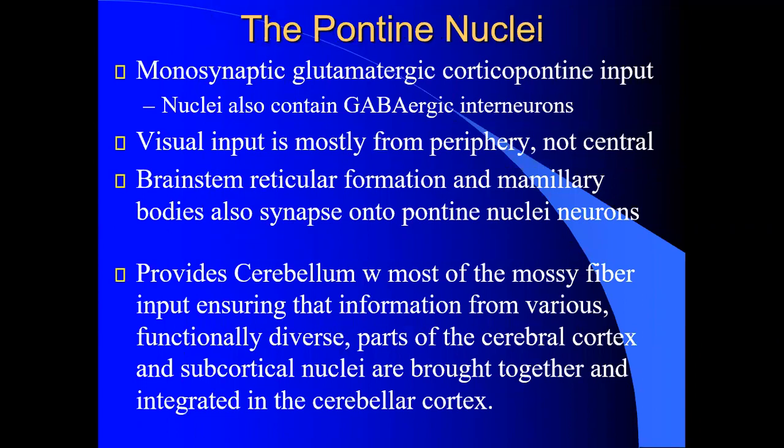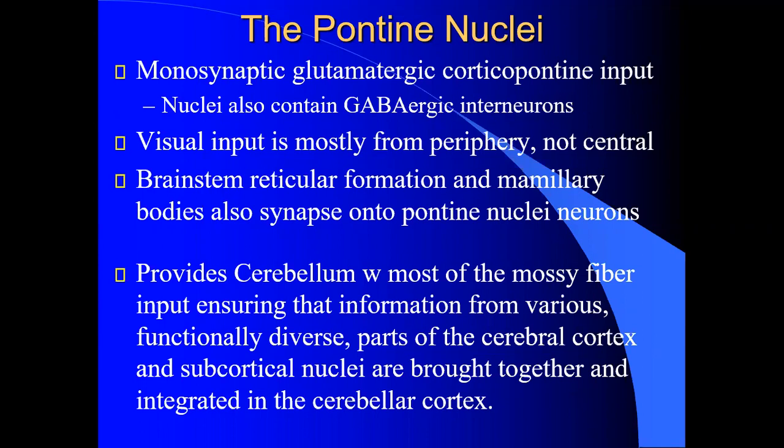Let's look at the Pontine nuclei a little bit more simplistically for a minute. Let's get away from the concept. They receive a monosynaptic glutamatergic cortical pontine input, just what we were talking about from the precentral gyrus and its relatives, okay? And then within the nucleus also, as virtually always in the nervous system, are a lot of GABAergic interneurons. So that's sort of what you would expect.